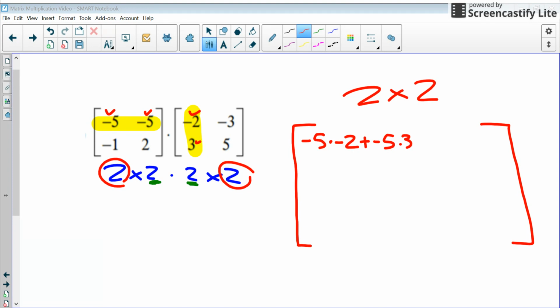To get the top right number, I'm going to take the top row and the right column. I'm going to do -5 times -3 plus -5 times 5. That will tell me my top right entry.